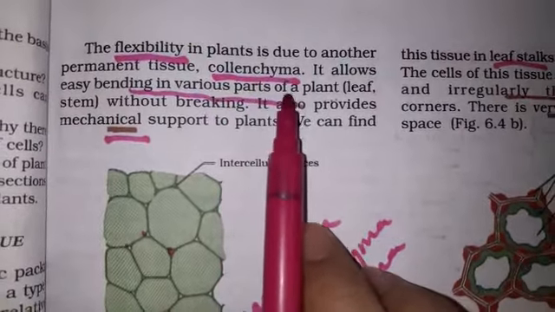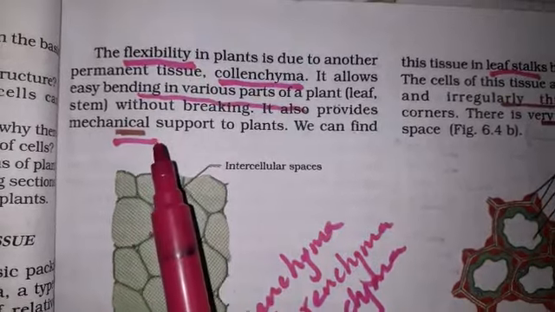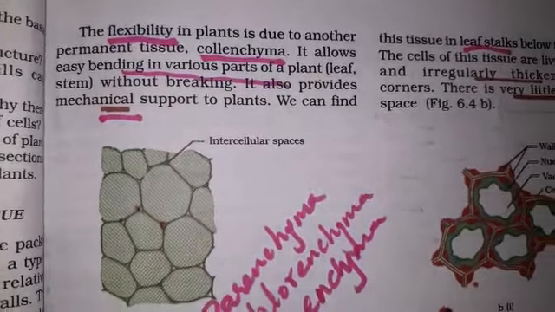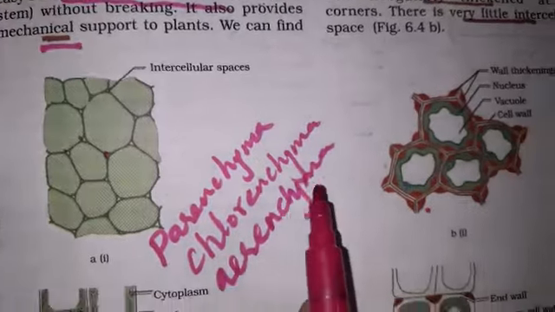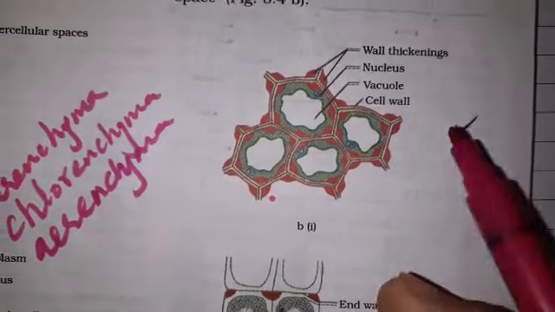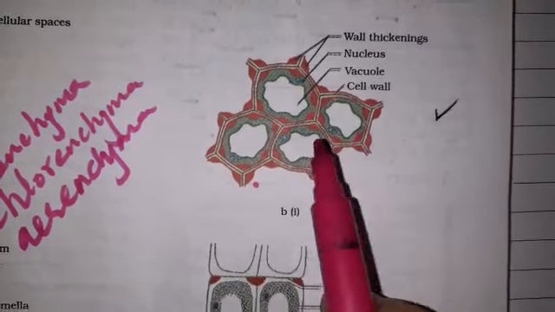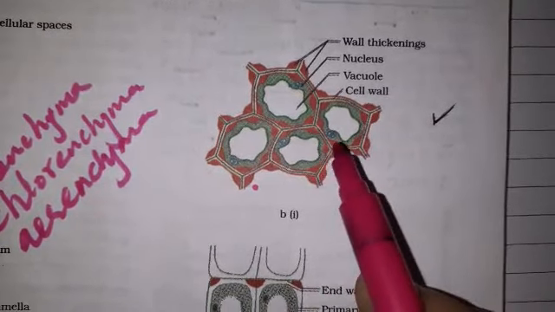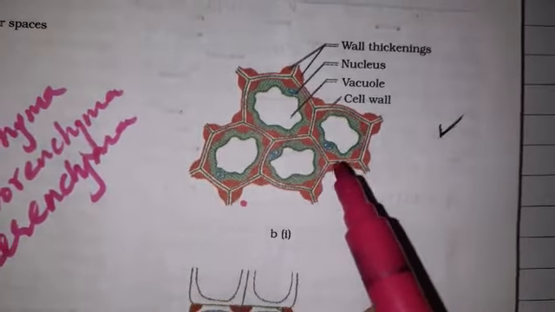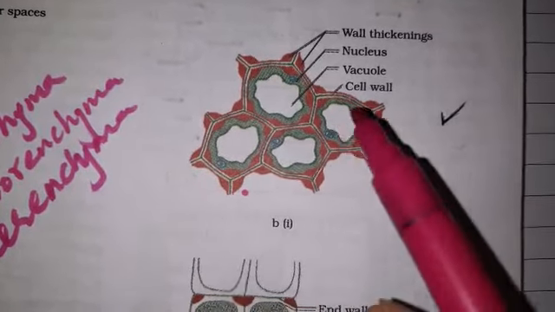It gives flexibility and mechanical support to the plant. As we all know, when we bend a leaf, it does not rupture or cut directly. It has some strength in between. Whatever strength is there is due to the presence of chlorenchyma tissue. What are they providing? Mechanical support and tensile flexibility to the plant.